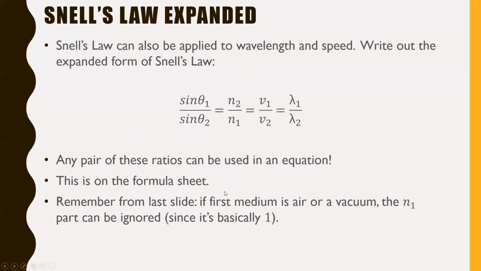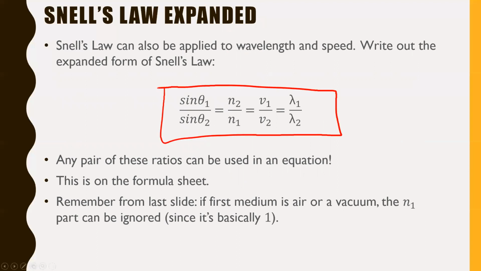So Snell's law expanded. This is where it's really going to be useful. This is the real form of Snell's law that we're mostly going to be caring about here. Snell's law can also be applied to wavelength and speed. Remember, wavelength and speed are two properties of electromagnetic radiation that are related back to the speed of light itself.